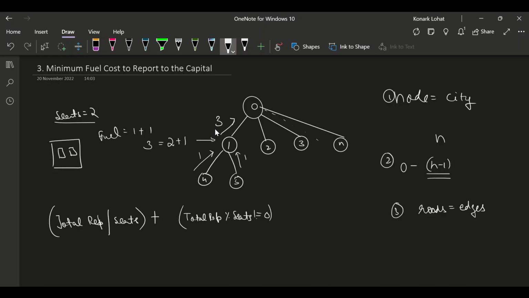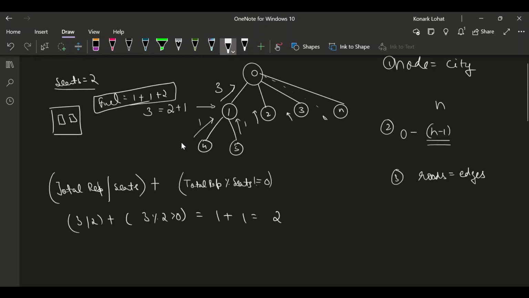This fuel, and we need to send 3 cars, not 3 cars actually, the number of cars will be different. It will be 3 by 2 plus 3 modulus 2 greater than or not equal to 0, it's the same thing, and that will be 1 plus 1, and it will be 2. So it will be 1 plus 2, the fuel for this path, and similarly we can calculate the fuel for this one, and this one.